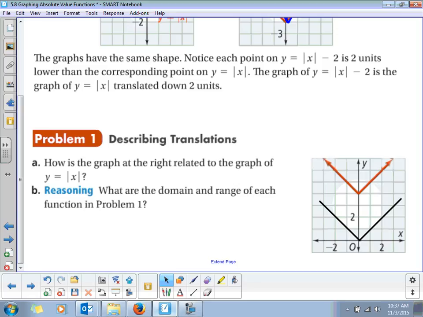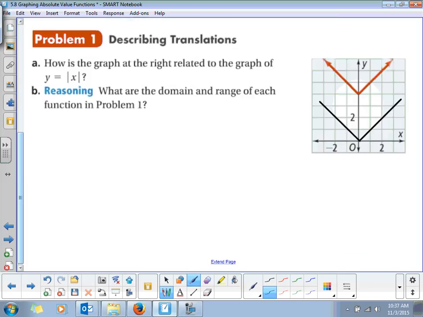Now, we added 1, 2, 3, 4. So if I'm going to write my equation, I'll write it down here. y is equal to the absolute value of x. How do I change that? For going up, it would be plus. So, plus 4. Okay? And there is the equation of the translated graph. So far, right? Okay.